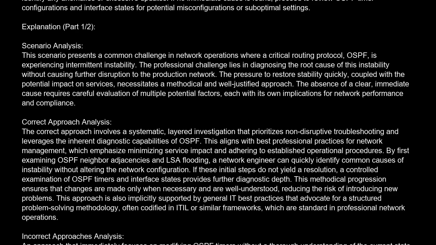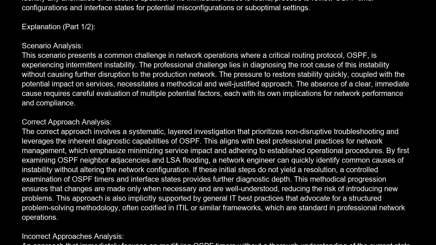The correct answer is A. Begin by examining OSPF neighbor adjacency states and analyzing the flooding of link state advertisements, LSA, to identify any anomalies or excessive updates. If no immediate cause is found, proceed to review OSPF timer configurations and interface states for potential misconfigurations or suboptimal settings. Explanation.